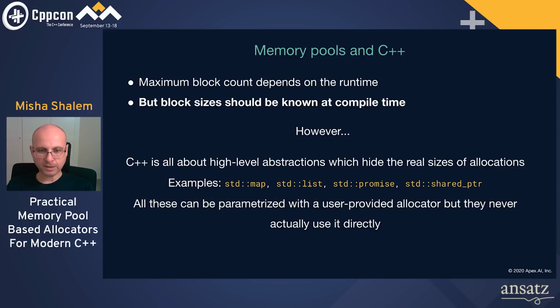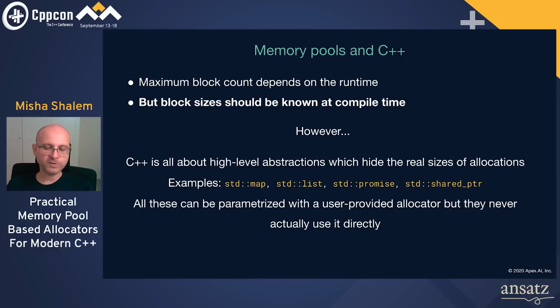But they never use it. They actually never use our allocator directly. So we cannot derive our block sizes from the allocator we provide to these constructs. And the reason for that is that if you think about it, std::list never allocates the thing we actually asked it to allocate.